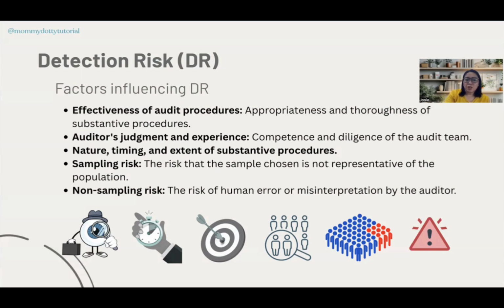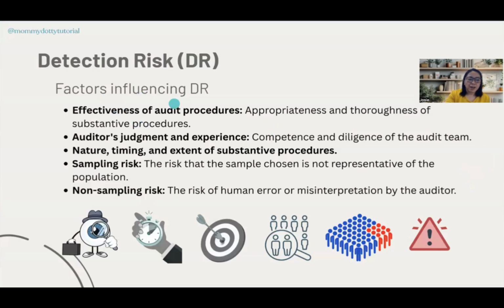So the second one is the auditor's judgment and experience. It also plays a significant role, and of course the competence and diligence of the audit team, which are vital during the audit. Most importantly, we control detection risk by adjusting the nature, timing, and extent of our substantive procedures. We also consider sampling risk, which is the risk that our chosen sample isn't representative of the entire population, and non-sampling risk, which refers to human errors by the auditor.